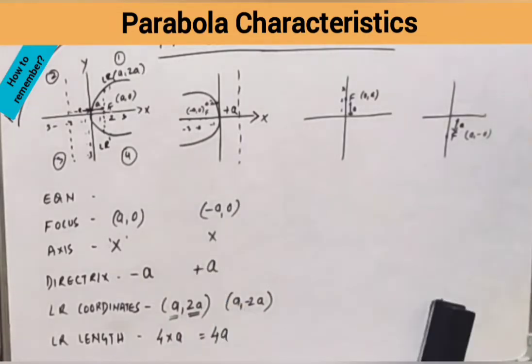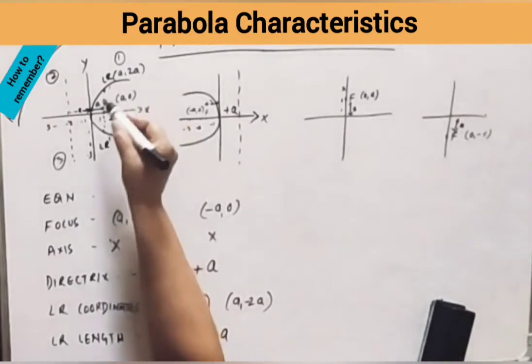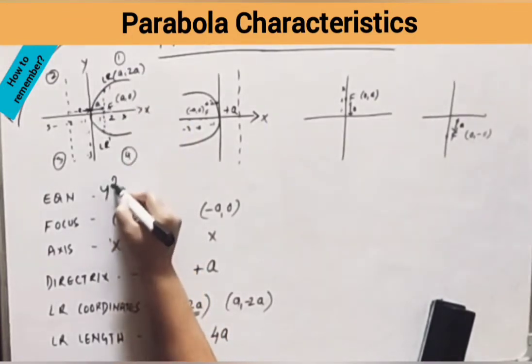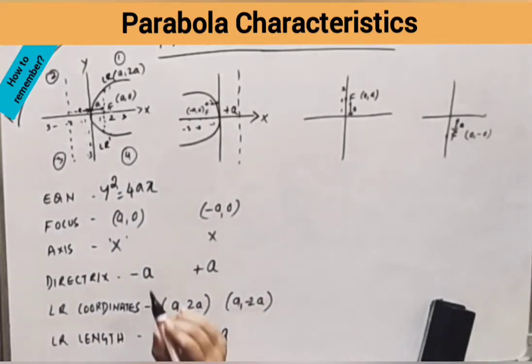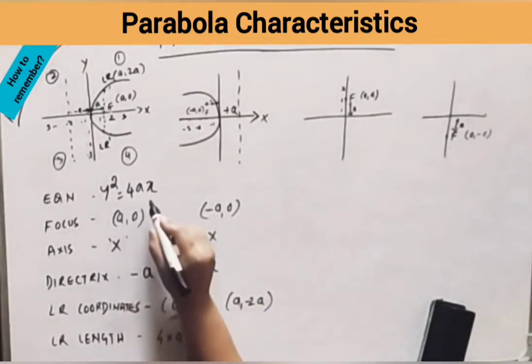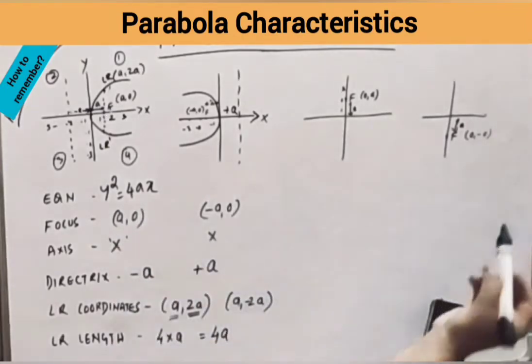Now let's arrive at the equation of the parabola. Let's remember the first equation for the right hand side parabola. Y square is equal to 4ax. Right? If you remember this equation, we can infer or derive the equations for the remaining three.